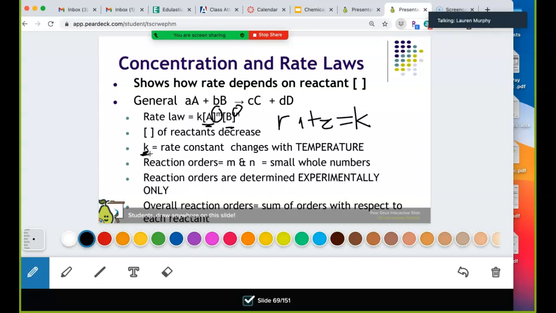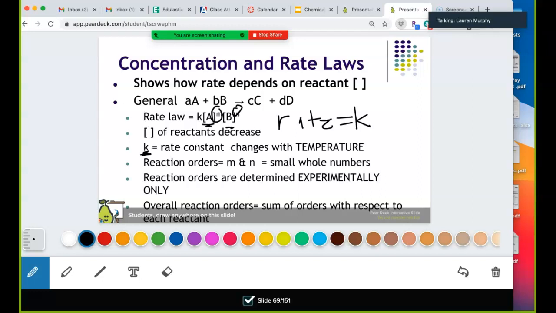The only thing that changes the rate law constant is temperature. So assuming we're talking about the same experiment, you can mess with everything in terms of concentrations, but the constant won't change unless you change temperature. And we'll talk about why later. The only other time a rate law constant will change is if you're doing a totally different experiment.